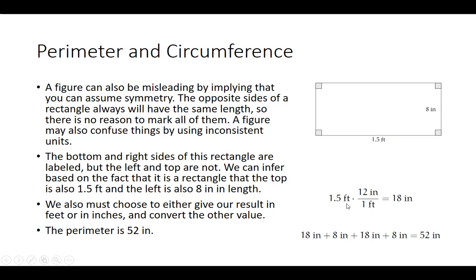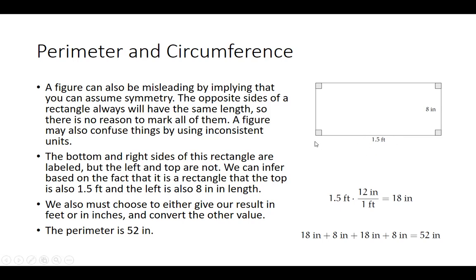So 1.5 feet is the same as 1.5 feet over 1. Feet are currently on the top. We want to get rid of feet. We need a conversion factor with feet in the bottom. Since we want to be converting to inches, we need inches on top. Feet cancel, just leaving us with inches. So we have 1.5 times 12, which equals 18. So 1.5 feet can get replaced by 18 inches.